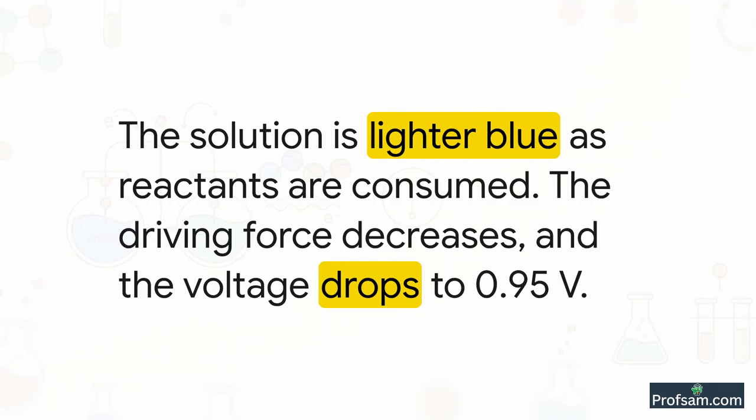Perfect. Now, for our second snapshot, the battery is half used. What do you see? The blue color of the solution has become lighter. This is because some of the copper ions have been consumed in the reaction. Since the reactant concentration has gone down, the voltage also drops. The voltmeter now reads 0.95 volts.